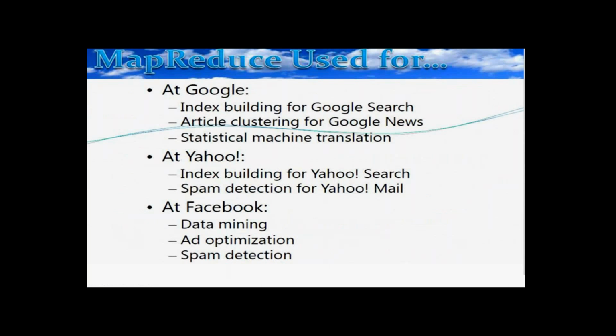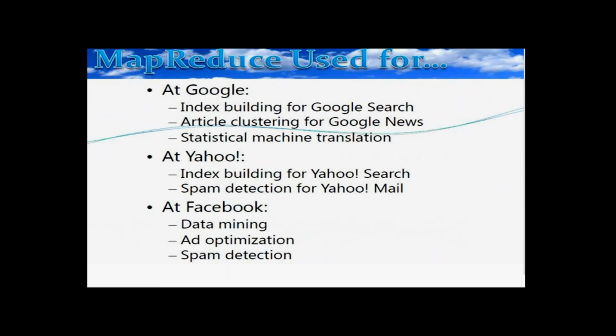MapReduce is used at Google, Yahoo, and Facebook. Google uses it for Google search. They internally use MapReduce to collect all the web data and build an index. Based on that, they search the required web pages and give the results on the Google search page. They have a huge cluster at Google, and Yahoo does the same thing for Yahoo search.